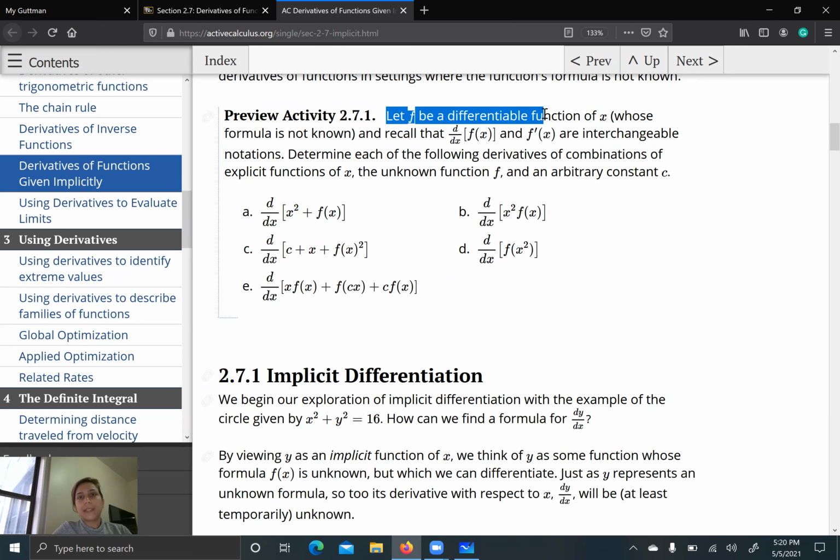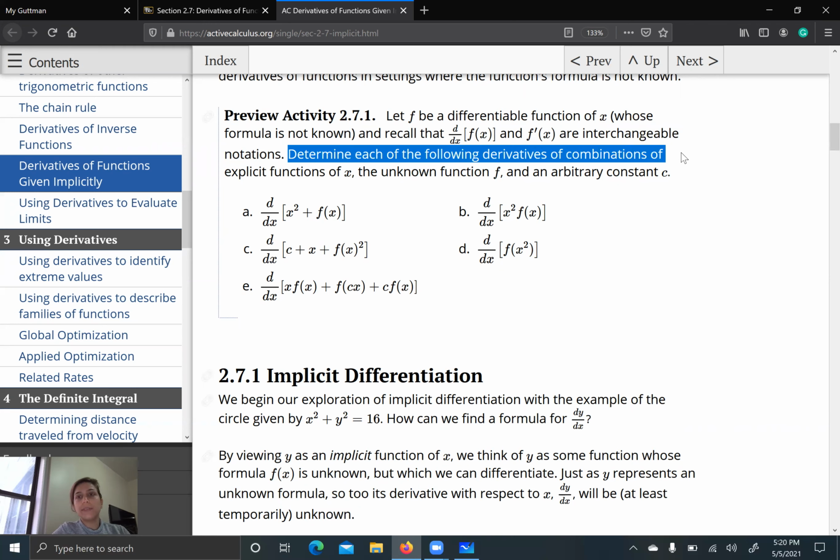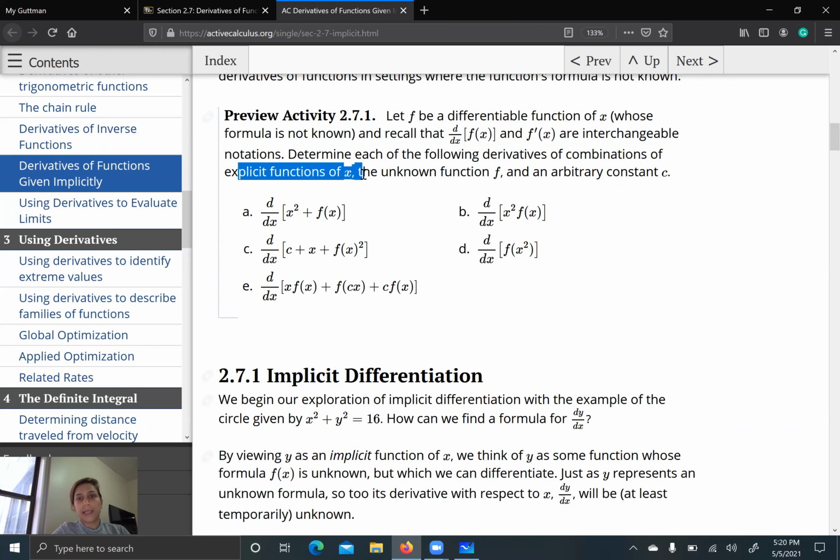So suppose f is a differentiable function of x. So f is a function of x, and we don't know its formula. Suppose the formula is not given. Notationally, when we talk about the derivative of function f, I oftentimes use f prime. In my writing, I usually write f prime of x, but alternatively, we can use d of f of x over d of x. It doesn't matter. These are interchangeable notations. Now, determine each of the following derivatives of combinations of explicit functions of x, the unknown function f, and the arbitrary c.